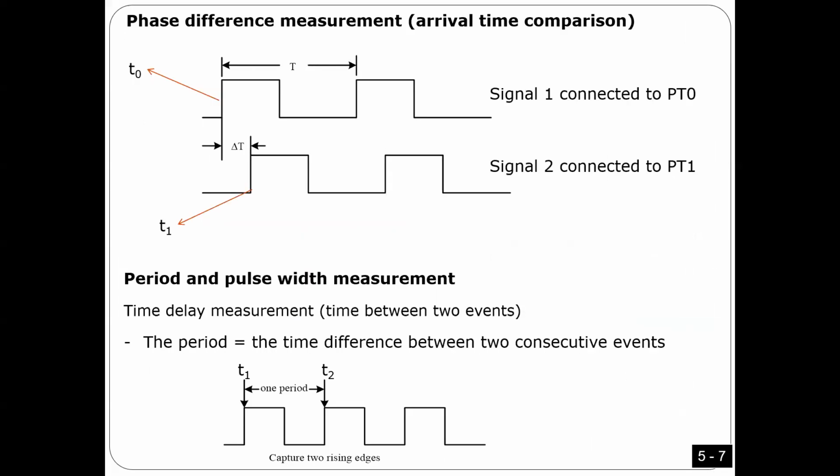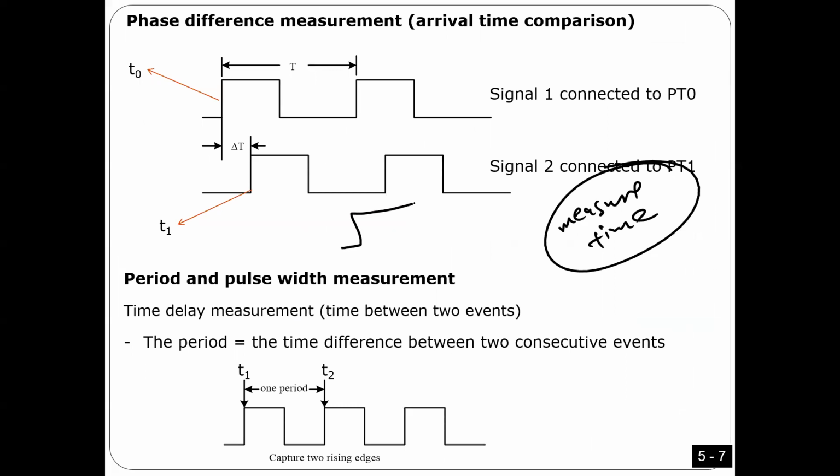Look here, guys. In many cases, I need to measure time. What do I mean by measure time? For example, I have a signal like this one, and I want to measure the time from here to here. Or I have 2 signals this way, as you see, and I want to measure the time difference between them. Or I have a signal like this one, and I want to measure the time from here to here.